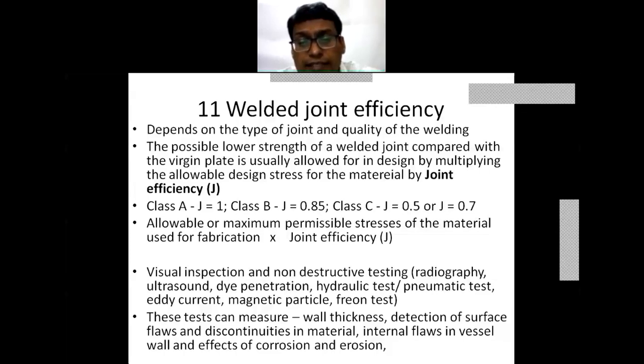And when doing the testing, one is able to determine the wall thickness, and the detection of surface flaws. On the welding surface, cracks, unevenness, and non-uniformities, these flaws can be detected. Then whether it is a continuous or discontinuous material, certain cracks are there. If cracks are there, then the material has discontinuity. Then the internal flaws in the vessel wall can also be detected.